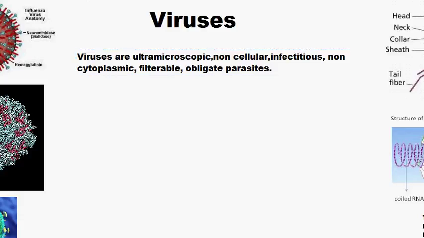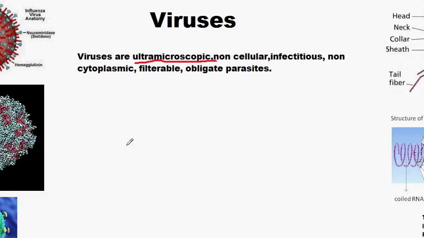So I started by saying viruses are ultra microscopic. What do I mean by this word? Microscopic means small or not visible to the naked eye. Such organisms are ultra microscopic, maybe ultra small, and you are right, they are very small. So let me give you an insight into how small they are.